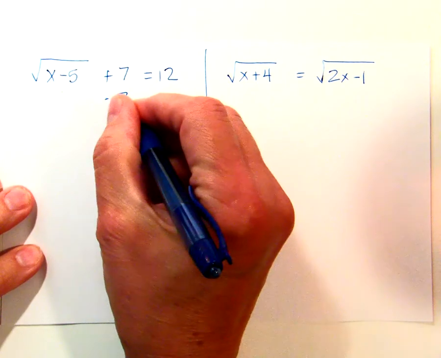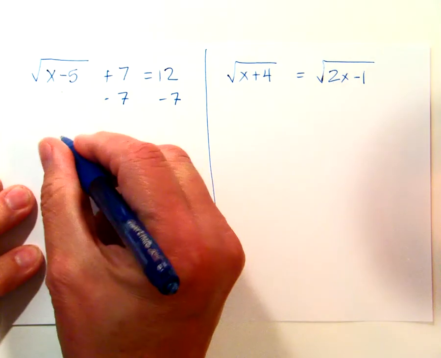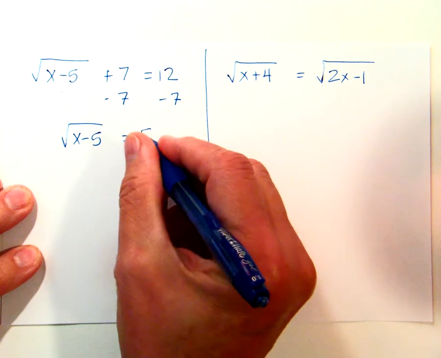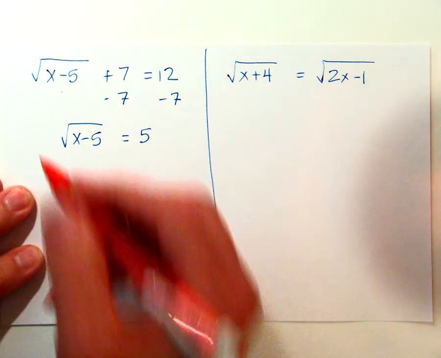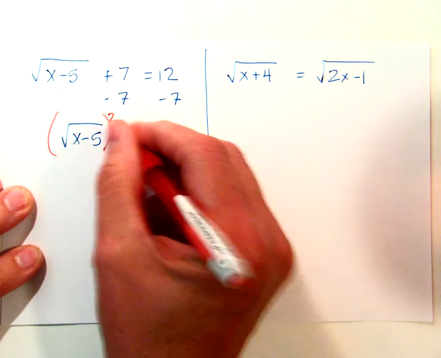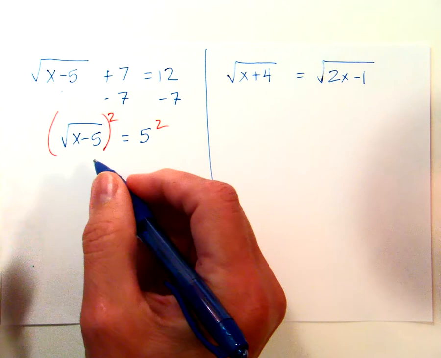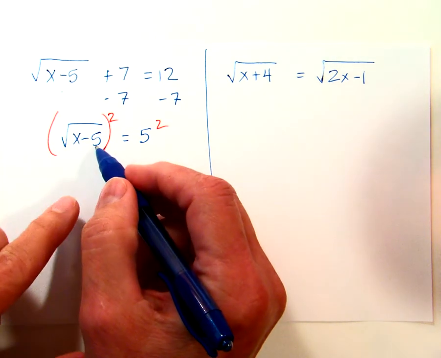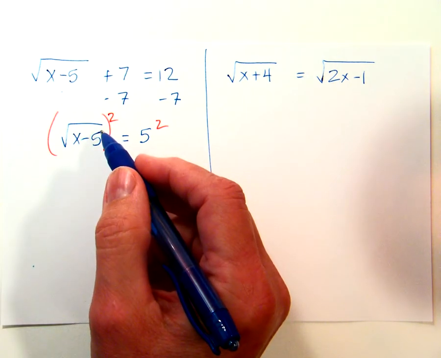So minus 7 minus 7. That'll be the square root of x minus 5 equals 5. Okay, cool. So now the next step was square both sides. I squared both sides. And I remember squared, unsquared. Okay, it was x minus 5, and we unsquared it, and then we squared it. Yes, I know there's no such thing as unsquared, but hey, it sounds cool.